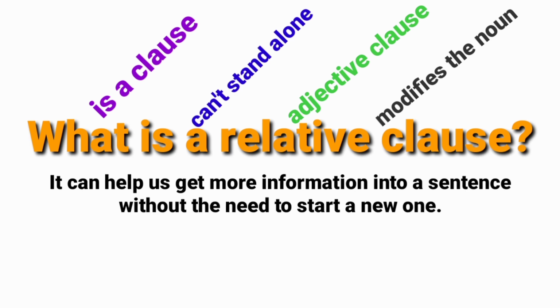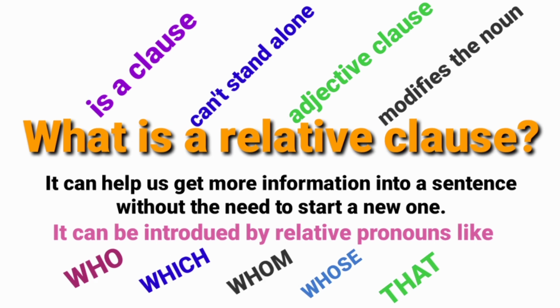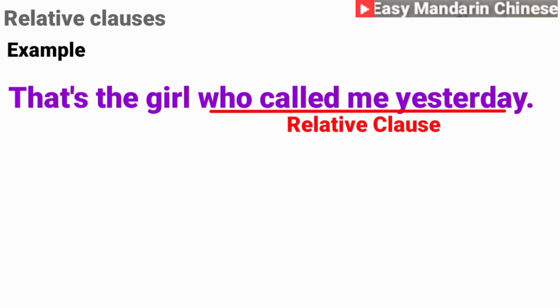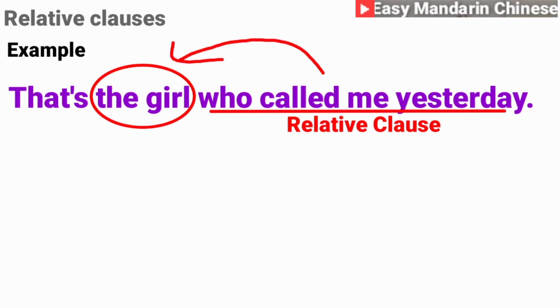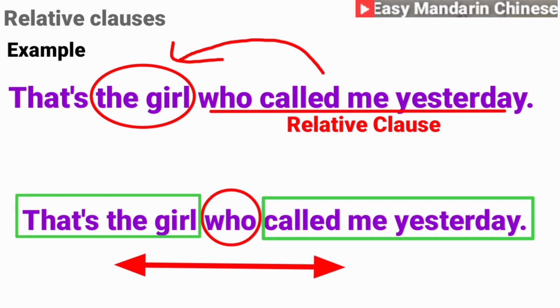A relative clause can be introduced by a relative pronoun like who, which, whom, whose, and that. For example, that's the girl who called me yesterday. In this example, the relative clause is who called me yesterday, which actually modifies the noun, which is girl. It tells which girl we're talking about. The relative pronoun who is used to connect these clauses in the sentence.